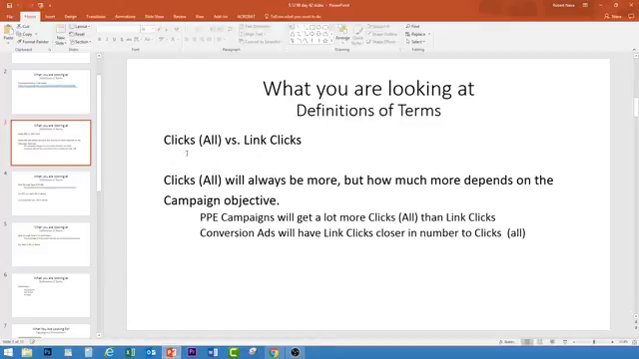So, the difference between link clicks and clicks all. Clicks all is going to include things like a like, a share, a comment, a click on an image, a click to the page. There are a lot of different clicks, depending on what type of post you have, that can be included in the clicks all.